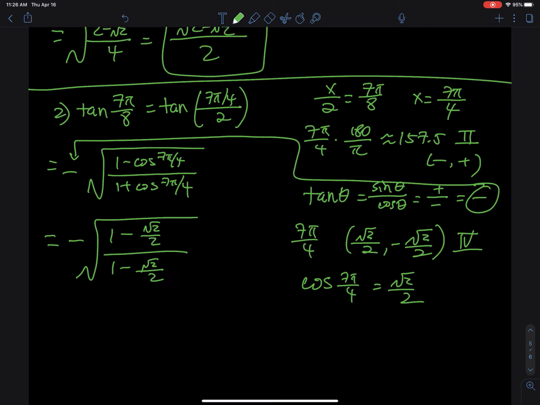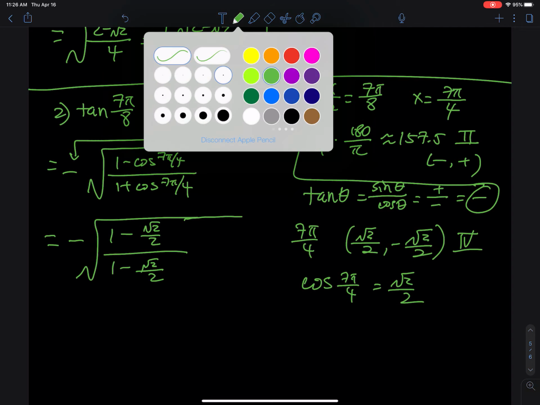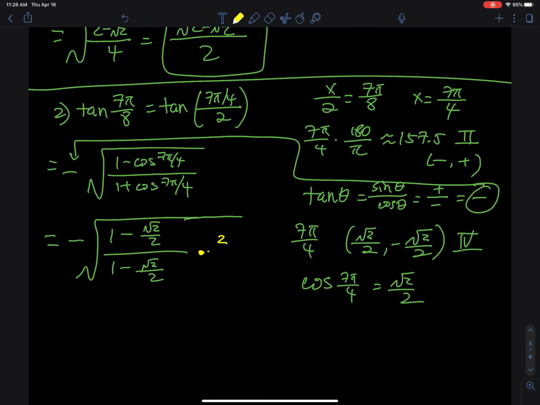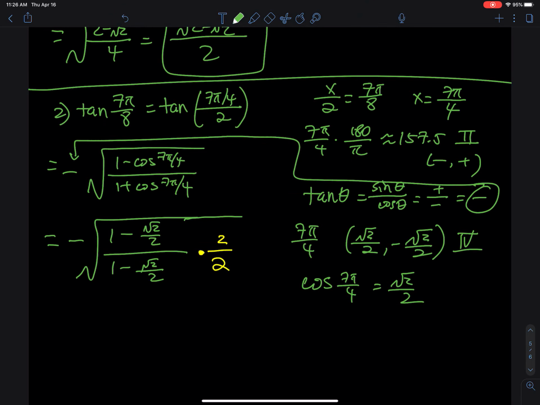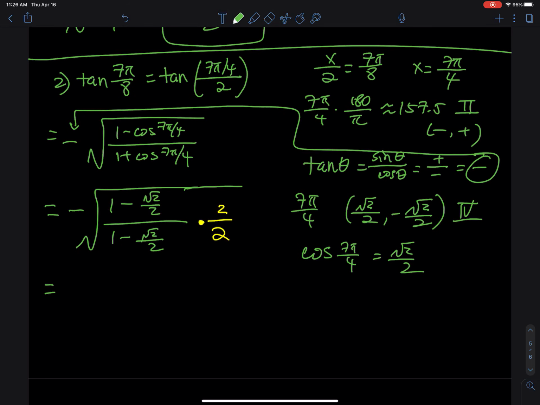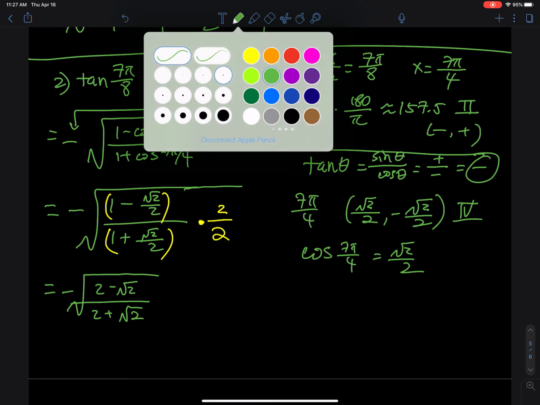To make your life easier, you can go ahead and multiply the whole thing by 2 over 2. Once you multiply by 2 over 2, you can get rid of the denominators. So that is 2 minus root 2 divided by 2 plus root 2. By the way, how come the first number is a 2? Because you are distributing the 2 to top and bottom. So now we are out of a complex fraction. We are not dealing with a complex fraction anymore.